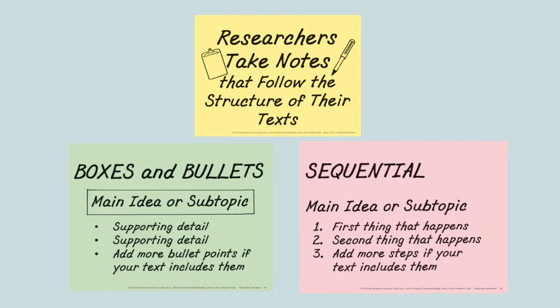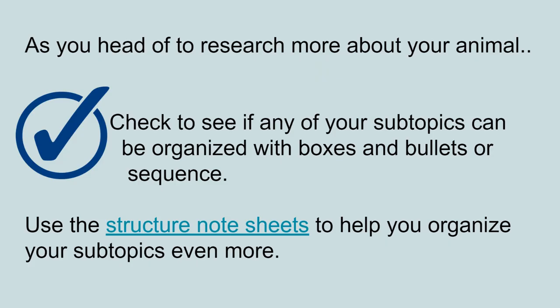So boys and girls, today we really want to show you that researchers take good notes that follow the structure of their texts. So be on the lookout for boxes and bullets or sequential order. And you might even notice some of the other text structures that we're going to share with you later in the week. As you head off to research more about your animal, check to see if any of your subtopics can be organized with boxes and bullets or sequence. Use the structured note sheets to help you organize your subtopics even more. We can't wait to see what you write and learn about your animal.